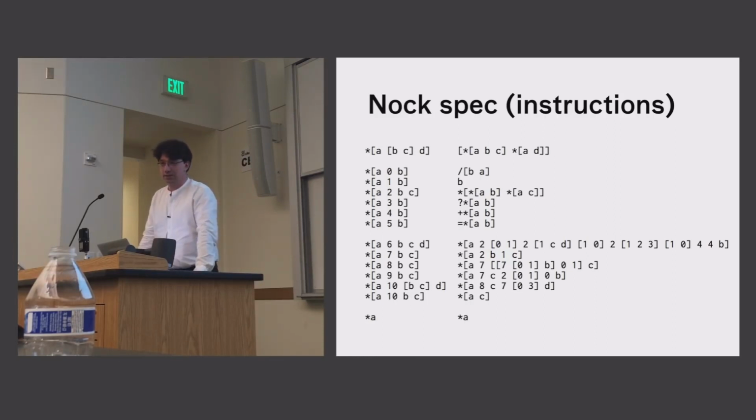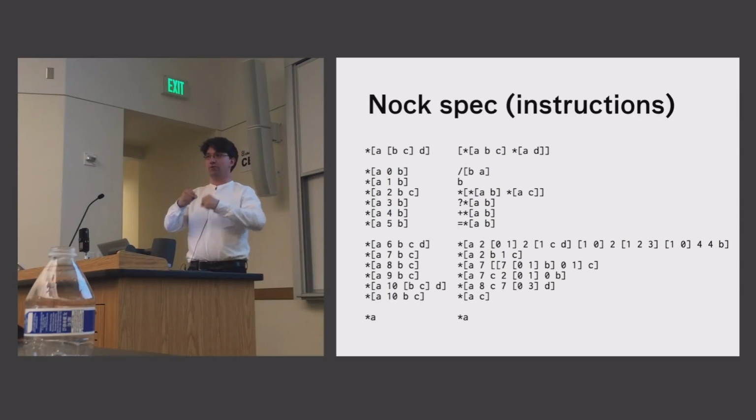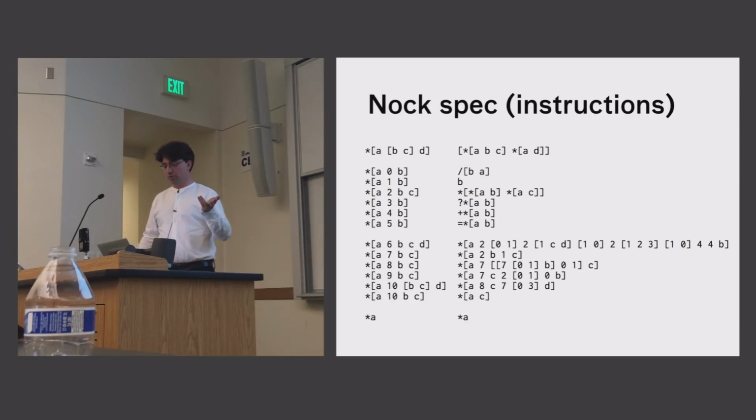Then 1, constant. 2 is eval. So basically, B and C here are formulas against the current subject for a new subject and formula that we're going to evaluate. Again, pretty straightforward. 3, 4, and 5 are the deep, bump, and same operators that we've seen before. Depth test, increment, and equals. Those are actually all the operators that we need for Nock to be as expressive as it wants to be. So we could actually throw away 6 through 10 completely and have a much shorter, cleaner spec.